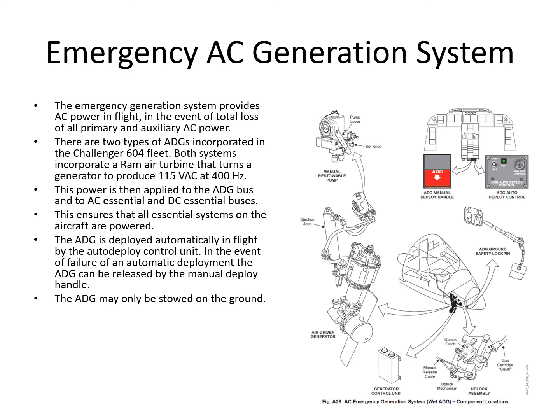Basically, the two types are the wet one and the dry one. The difference between the two is how the ADG is released. Basically, what you have is a lock that locks the ADG in position, and when the lock is released, it springs out into the airflow. And it's the method of releasing that lock that's the difference between the wet and the dry ADG.